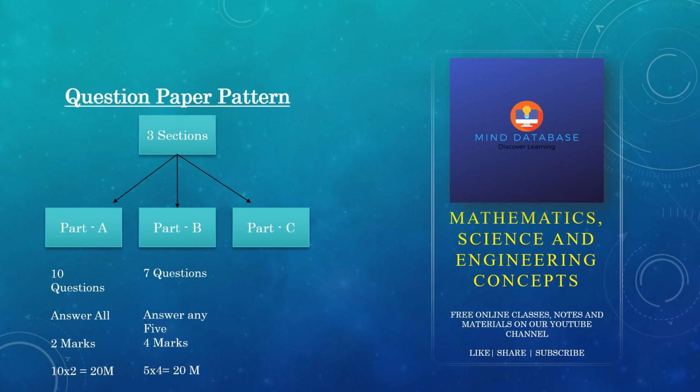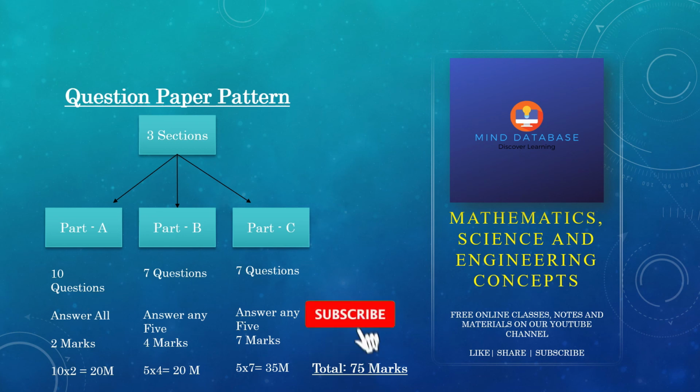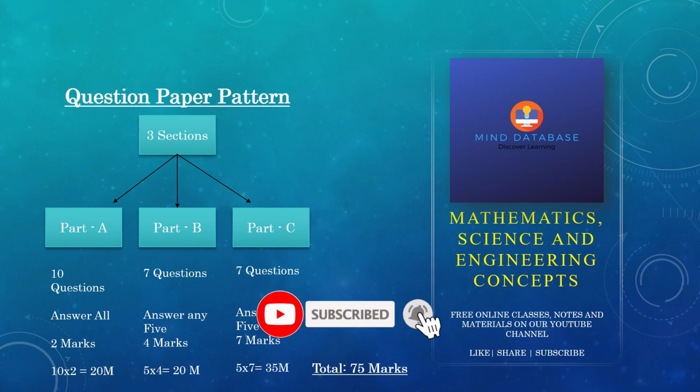Part C. This section consists of 7 questions. You have to answer any 5 questions and each question carries 7 marks, and totally this section comprises 35 marks. So the question paper is set to 75 marks. Part A 20 marks, Part B 20 marks and Part C 35 marks.